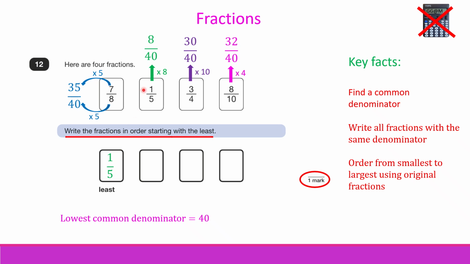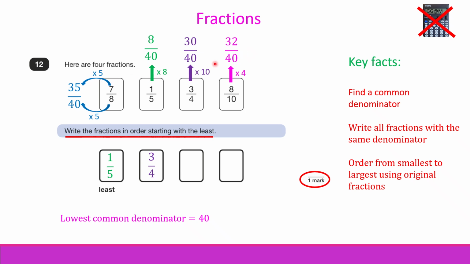The next smallest number after 8 is the number 30. So the next fraction I'm going to write down is 3/4. So 30 over 40 is the same as 3/4, so I'm going to write 3/4. Remember, we write down the original numbers or the original fractions that were given in the answer box down here. Now it's between these two here. So we've used these first two here, so it's between 32 and 35.